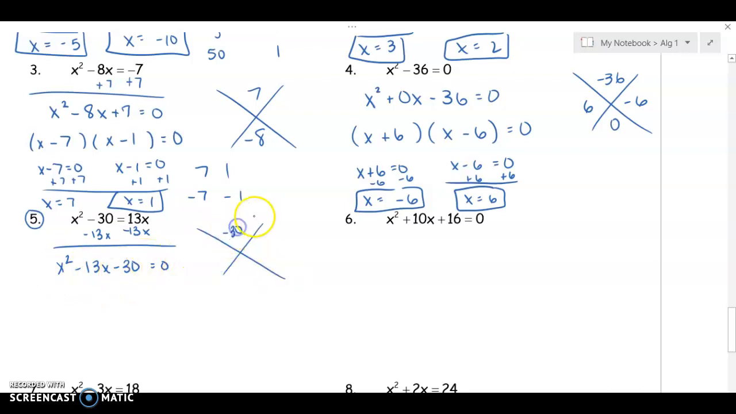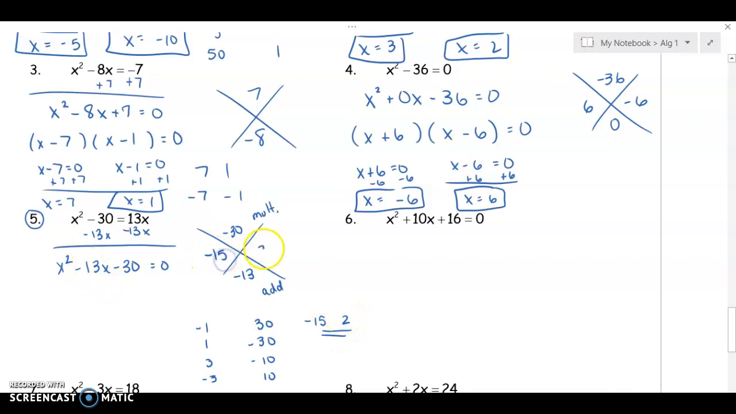It's got to multiply to be the last number, negative 30, and add to be the middle number, which is negative 13. So you have to figure out what numbers multiply to be negative 30. You could do negative 1 and 30, 1 and negative 30, 3 and negative 10, negative 3 and positive 10. So far, though, none of these add up to be negative 13. It gets close with the negative 10 and 3, the negative 3 and 10, but that doesn't work. So let's see, what else can we do? Oh, we could do 15 and 2. Negative 15 and positive 2. That's what's going to end up working.